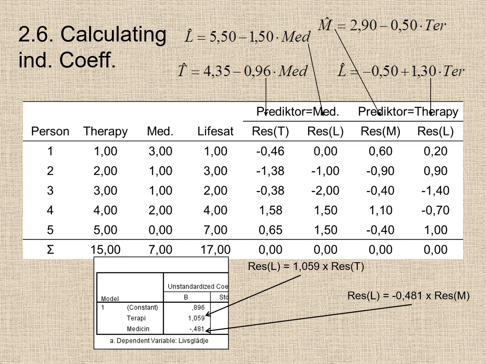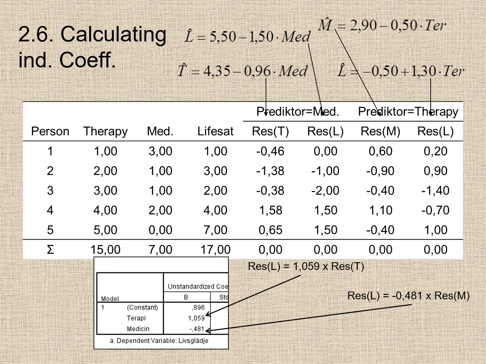What do we do now? Now we predict those values, residual life satisfaction, from those values, residual therapy. And we get this formula. Residual life satisfaction is 1.059 multiplied by residual therapy. We don't get an intercept. Why don't we get an intercept?